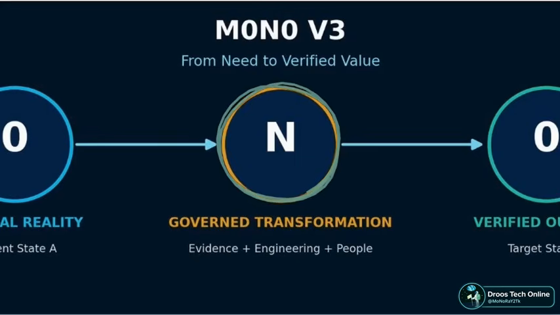This brings us to the N phase, the governed transformation. This is the network where engineering and people turn raw data into something useful. Raw data is fragile. A number like 87.4 floating in a database has no inherent meaning to a plant manager.